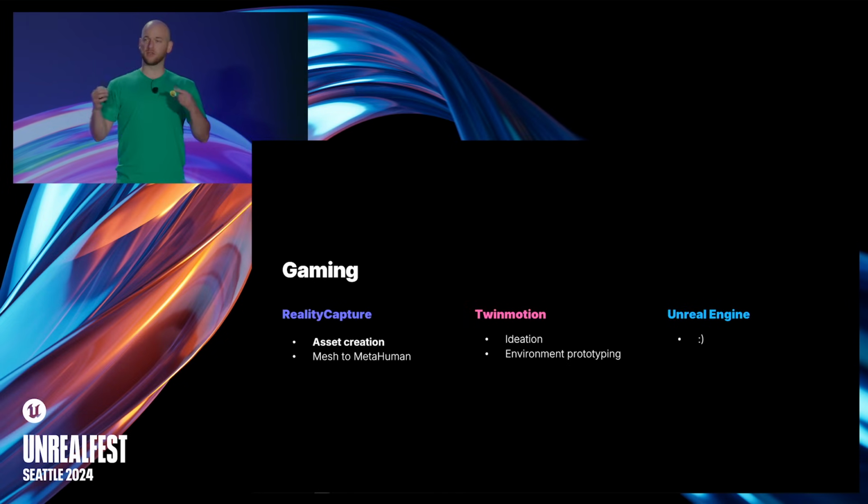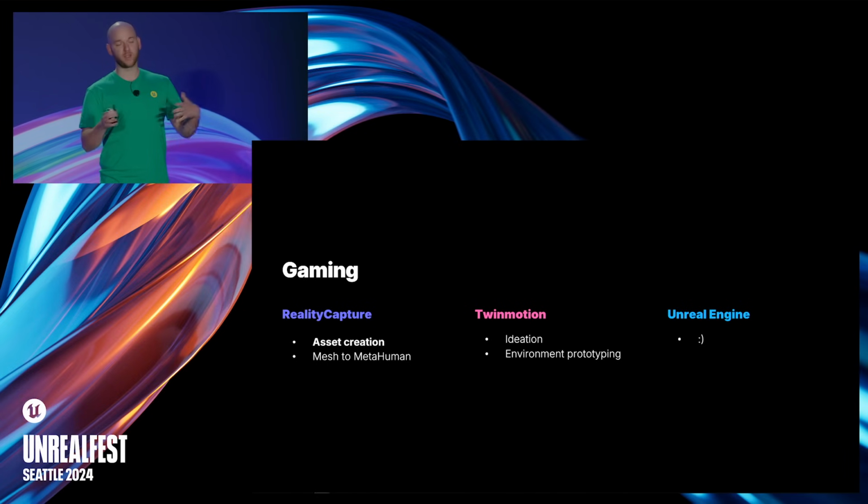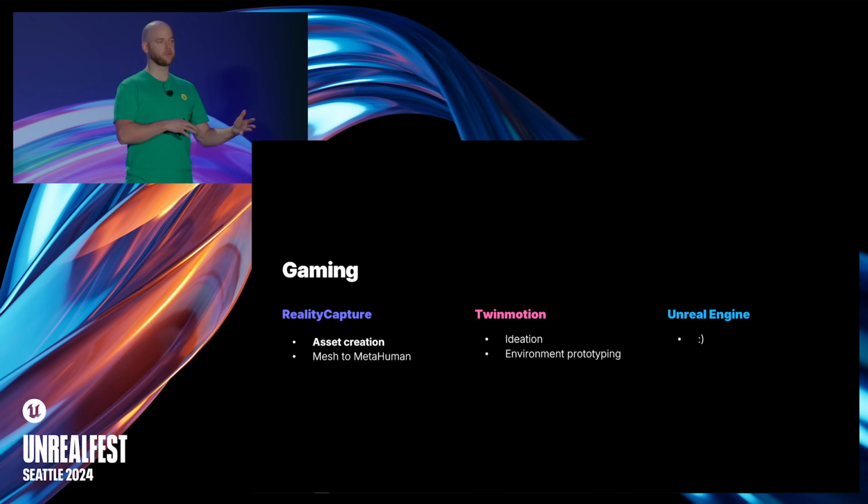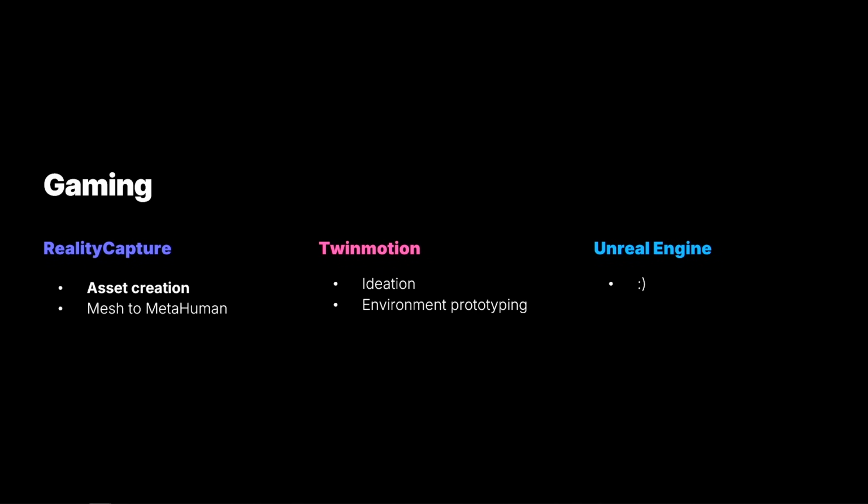The gaming industry, Unreal Engine is an obvious choice, you know, the best game engine ever. And RealityCapture is definitely an industry standard for creating assets and using that in your game. Twinmotion is less of a clear use case. I don't know of any game studios using Twinmotion per se, so if you are, please come find me and talk to me so I can learn more. But I think it can still be a good tool for ideation, quickly prototyping environments, not quite level design, but maybe like a 3D concept art tool.